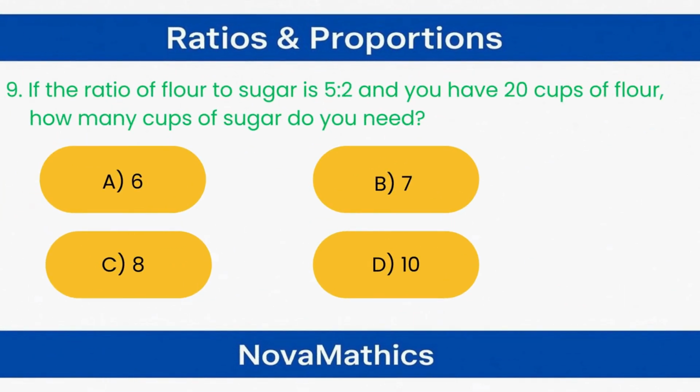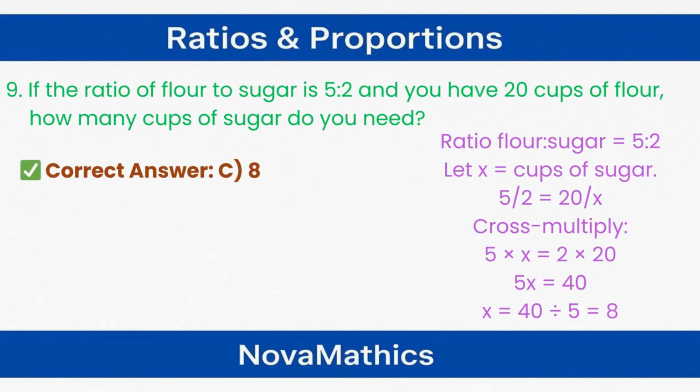9. If the ratio of flour to sugar is 5 to 2 and you have 20 cups of flour, how many cups of sugar do you need? Five parts of flour are 20 cups. 5 times 4 equals 20, so 2 times 4 is 8 cups of sugar.